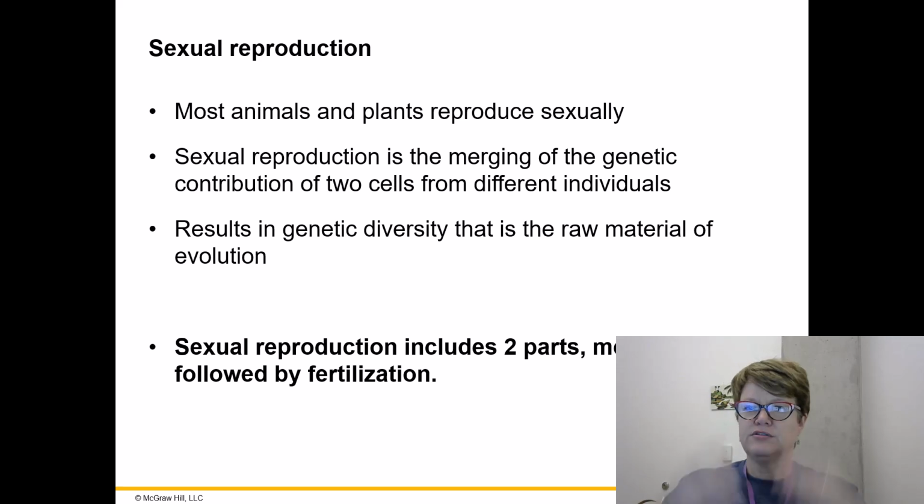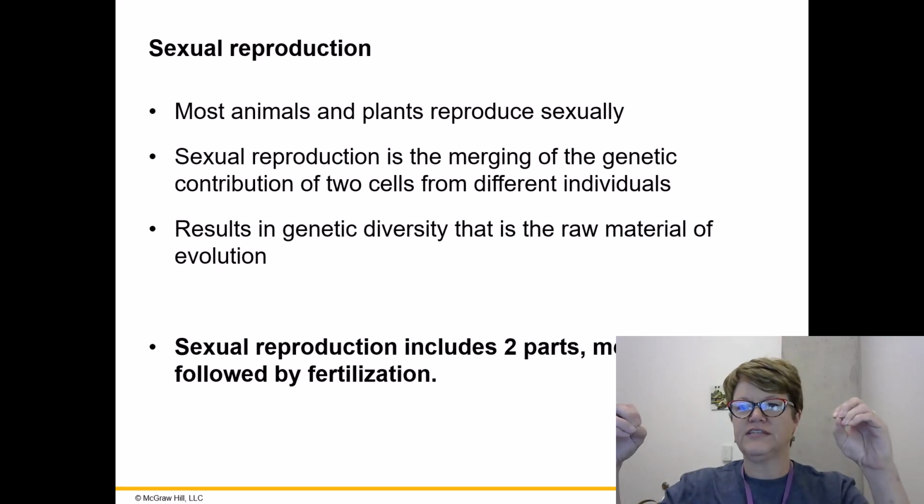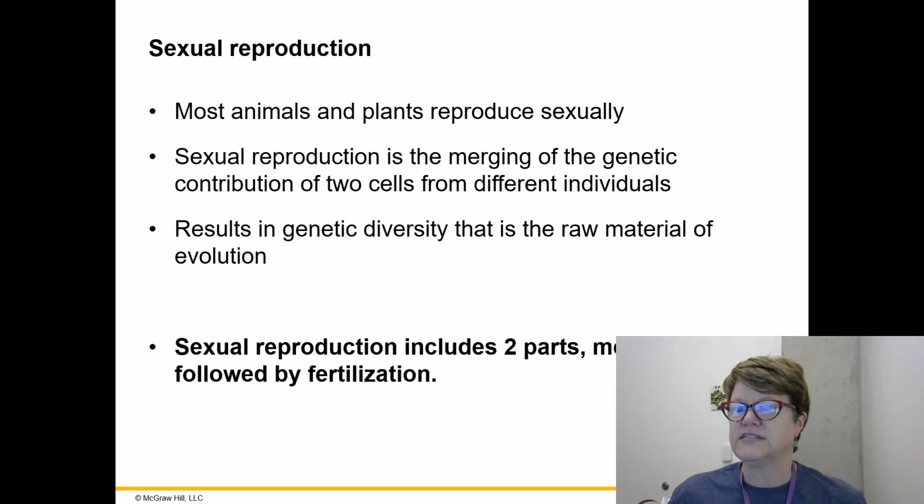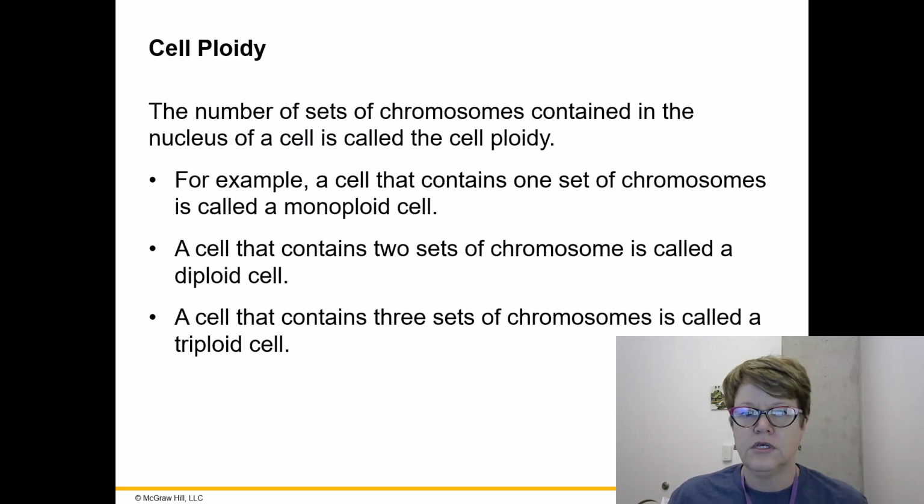And so meiosis is a cell division, fertilization is two cells fusing. So that's a good kind of structure for you to think about sexual reproduction. First, the cell division makes gametes, fertilization makes a zygote. Okay, but I have to tackle this concept.